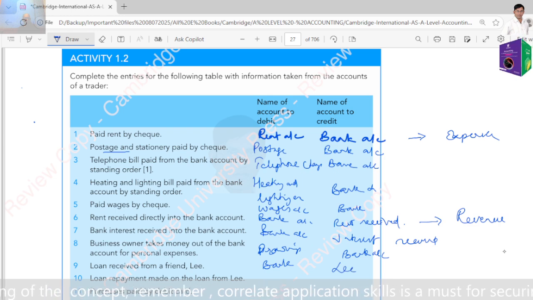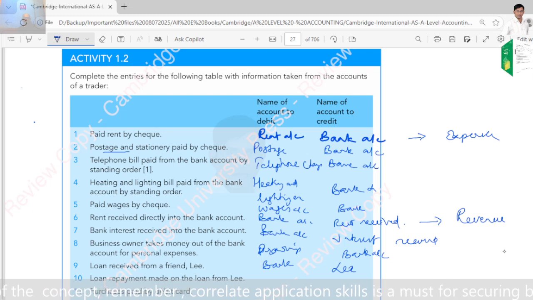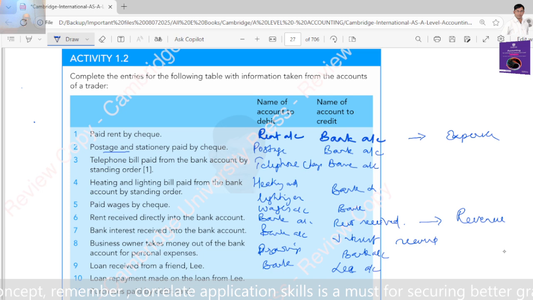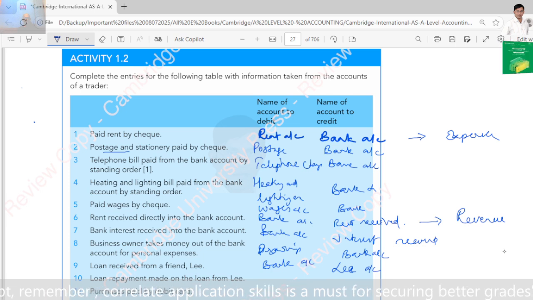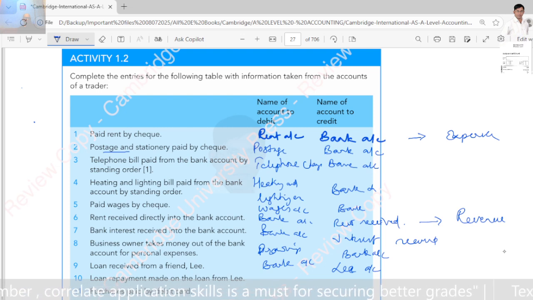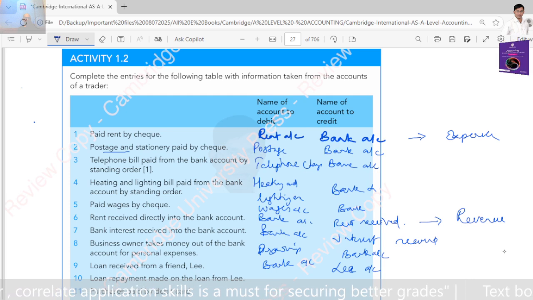So credit the giver, credit the account that gives. So it is Lee who is giving. So Lee account, bank account, Lee account. Money is coming in the bank and Lee is the person, Lee is the account that is giving. Loan repayment made on loan from Lee.